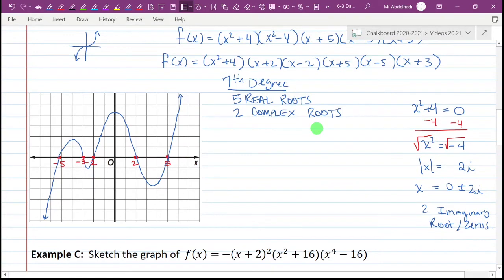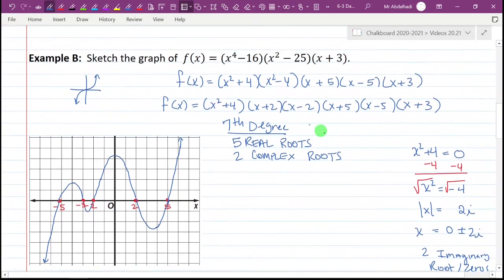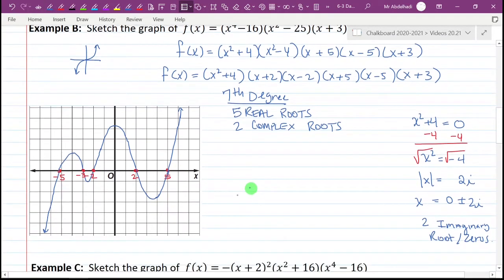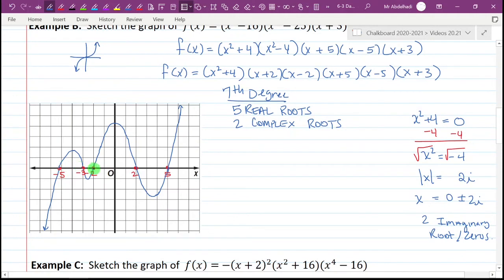So that's that. And sketch the graph we just did. Now, how many real roots are there? 1, 2, 3, 4, 5. Those are the real zeros. But how many zeros are there in total? Well, it's a 7th degree function. There's supposed to be 7. That means 2 of them are complex or imaginary. Okay. All right, let's do one more and call it a day.